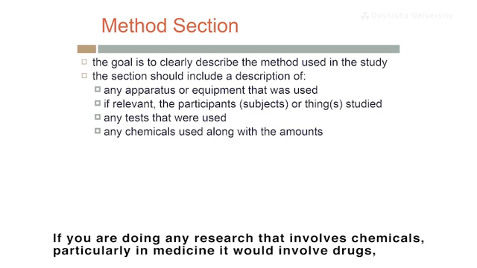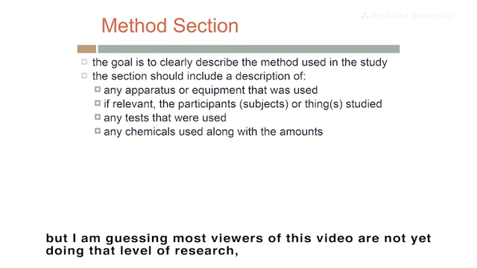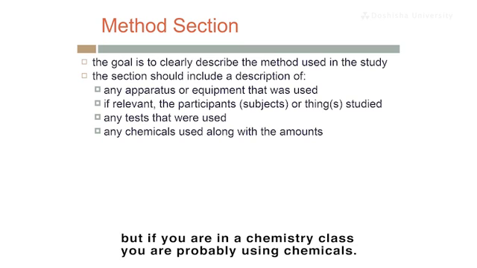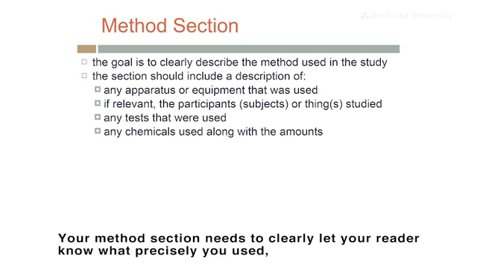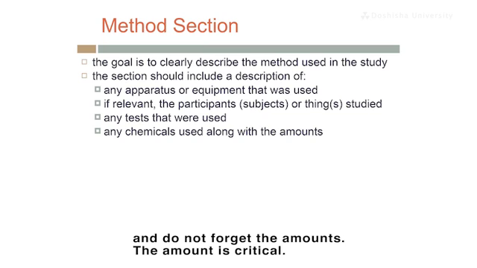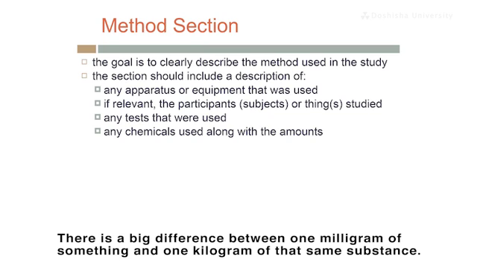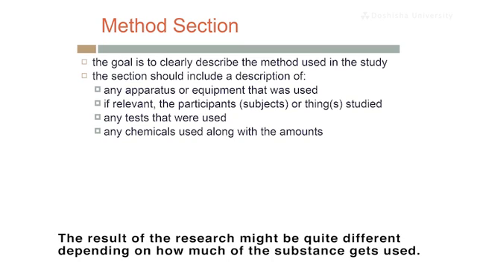If you're doing any research that involves chemicals, particularly if you're in medicine, it would involve drugs, but I'm guessing most viewers of this video are not yet doing that level of research. But if you're in a chemistry class, you're probably using chemicals. Well, which chemicals? The reader will need to know. Your method section needs to clearly let your reader know what precisely you used. And don't forget the amounts. The amount is critical. There's a big difference between 1 milligram of something and 1 kilogram of that same substance. The result of the research might be quite different depending on how much of the substance gets used.